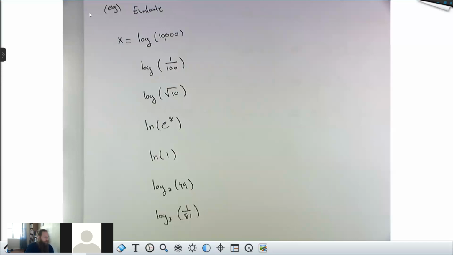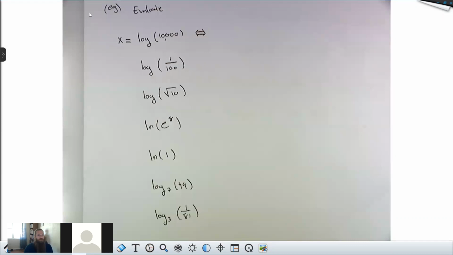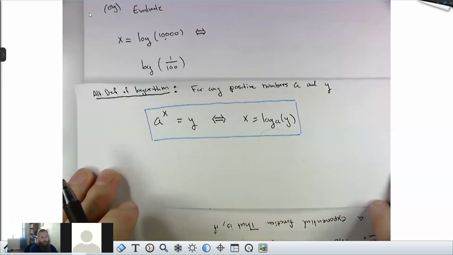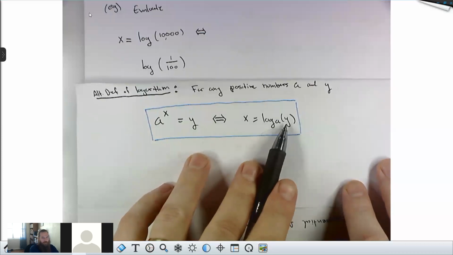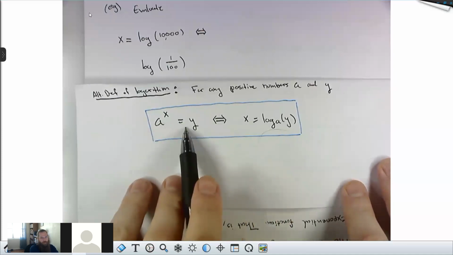Alrighty, so how could I rewrite this as an exponential statement? How can I rewrite this without a logarithm? What is the equivalent statement here? Think of this. Yeah, very good. So x is equal to the log base 10 of 10,000 is the same thing as saying 10 to the x is equal to 10,000.